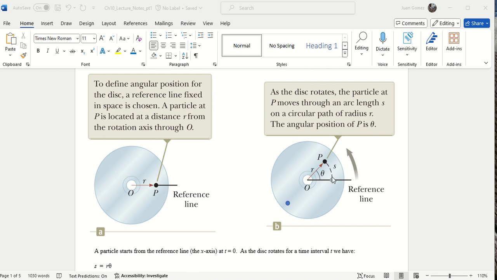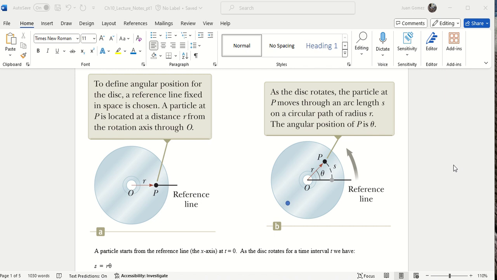So it moves through an arc length S, and it subtends an angle of theta, and the point P is at a distance of r from the rotation axis. R does not necessarily have to be the radius of the rotating object. It doesn't have to be the radius of the disk. R is simply the distance from a point on the disk to the rotation axis. So it's the distance from P to O.